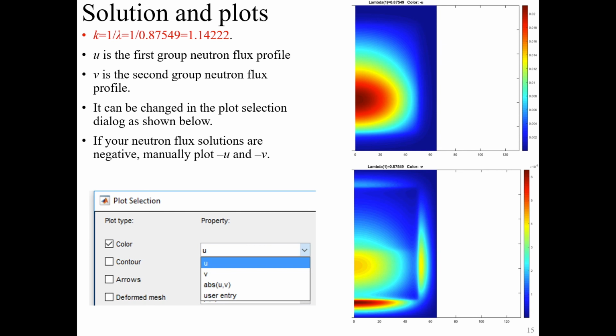Then we will have our K. Recall that our K will take the smallest lambda. And now you have 2 energy groups. So you have the flux for group 1, that is U. You also have the flux for group 2, that is V. And also, if your neutron fluxes are all negative, you need to plot the negative U and also negative V.